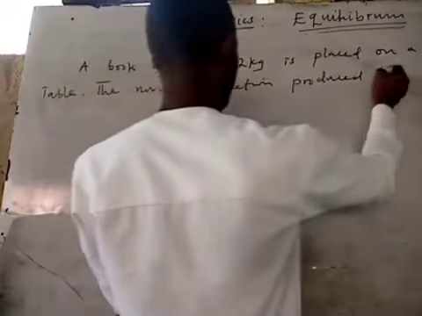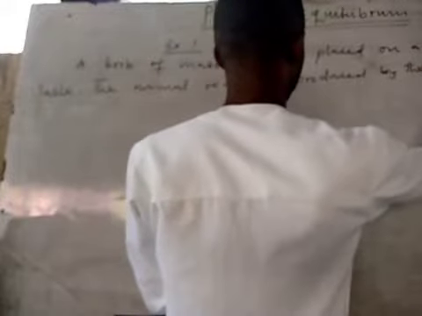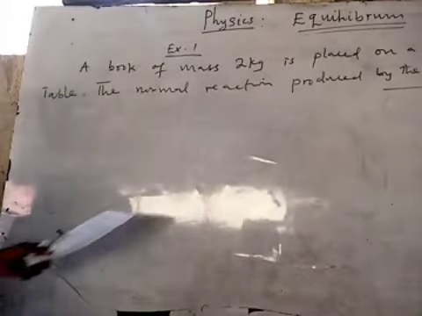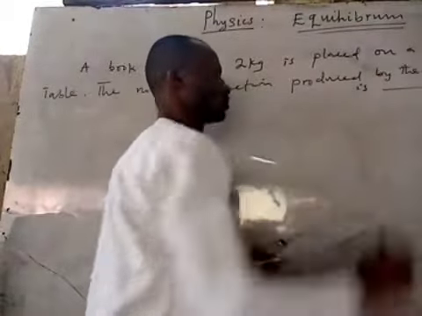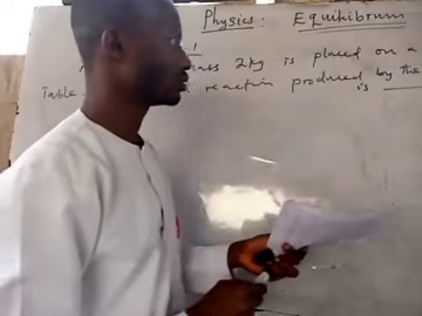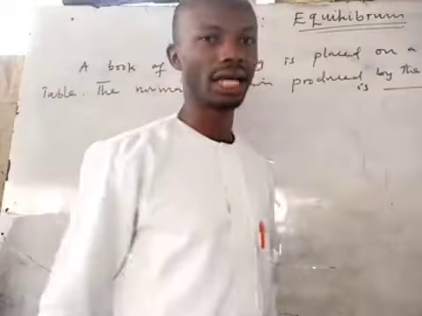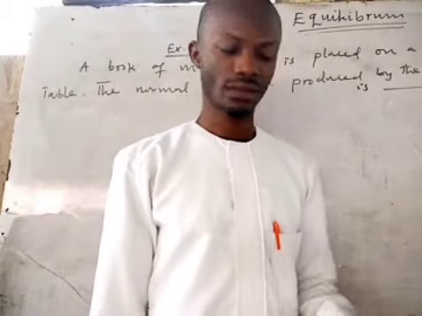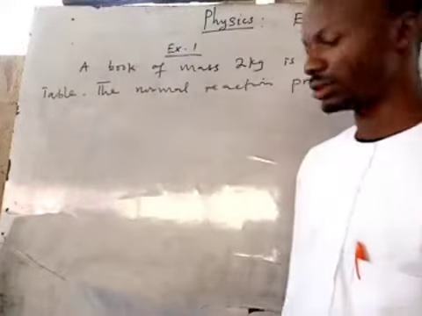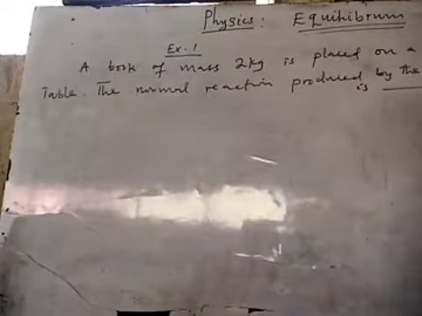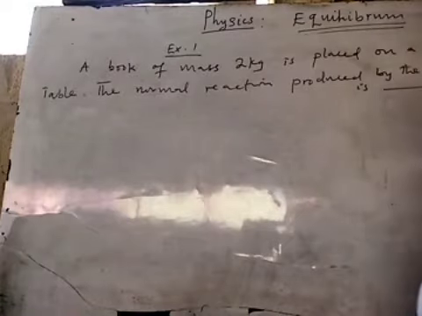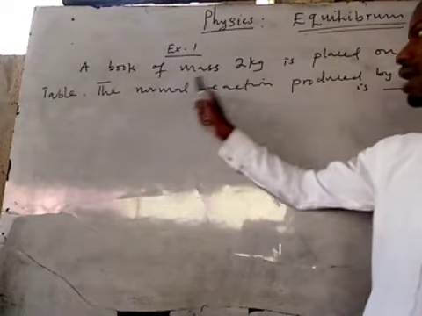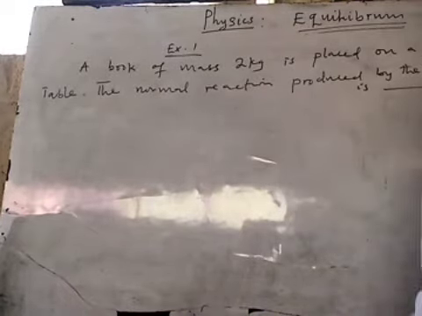The normal reaction produced by the table is a dash. That means we are required to fill in the answer in that box. The options are: option A is 30 Newton, option B is 20 Newton, option C is 15 Newton, and option D is 2 Newtons. So we want to calculate the normal reaction produced by the table.